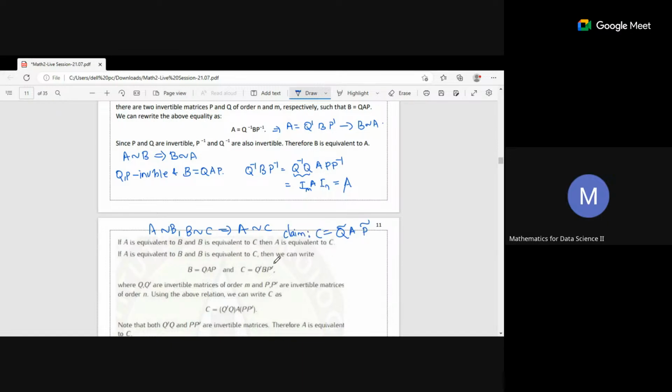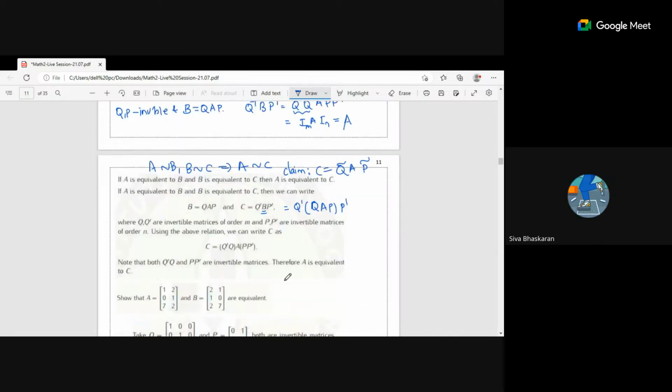What do you already have? C is equal to Q dash B P dash. And you already know B can be written in this way. So let us replace B with QAP here. So Q dash QAP P dash. Now I'm just interchanging the brackets here. So Q dash Q is one matrix and P dash is another matrix. If two matrices are invertible, what about the product? Will that also be invertible? Yes.